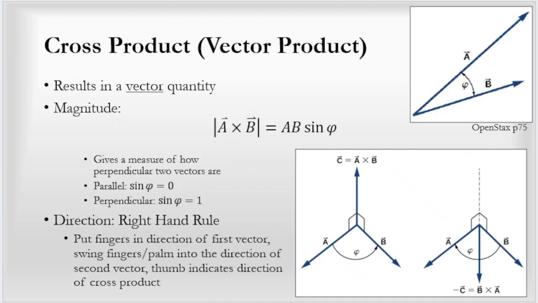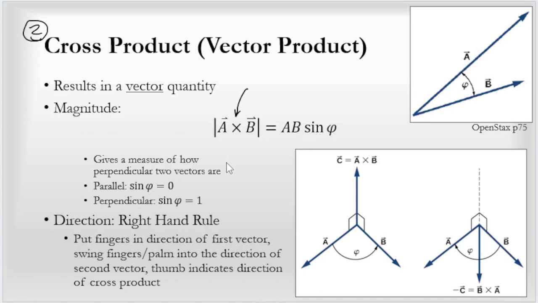Cross products are the second type of multiplying vectors together. Notice that I'm using a cross in here, a multiply sign. This is what we indicate with a cross product, and this results in a vector quantity. A dot product results in a scalar quantity, and a cross product is also called a vector product because it results in a vector quantity. So we have our vectors A and B and some angle between them as we had for dot products, but instead of the cosine in there, we have the sine.